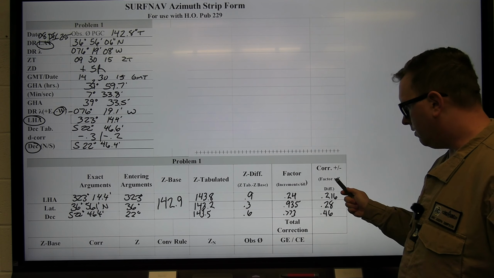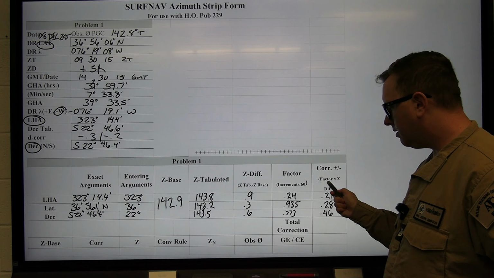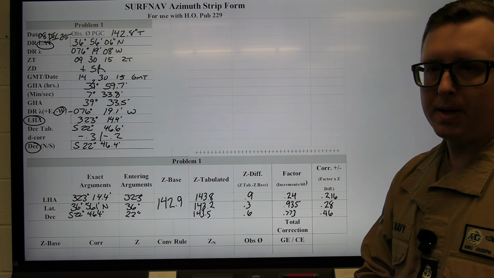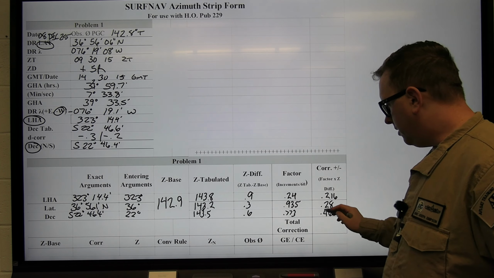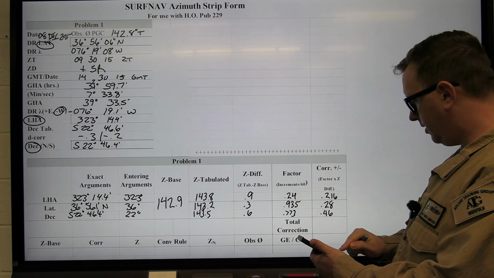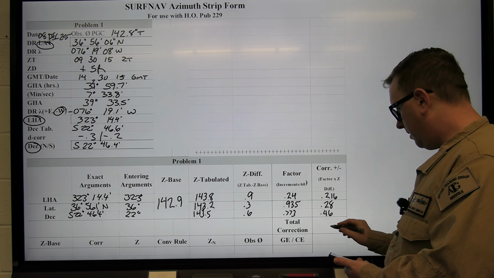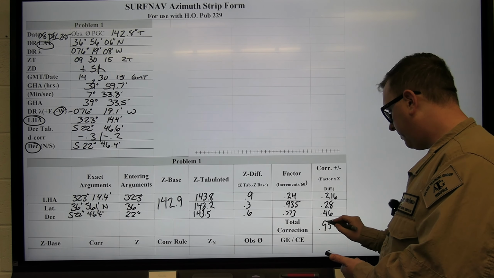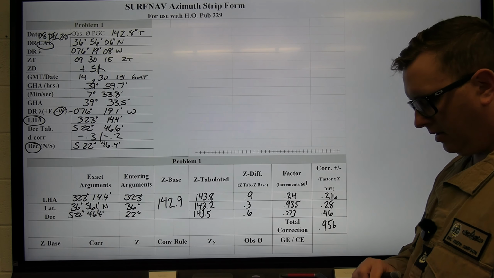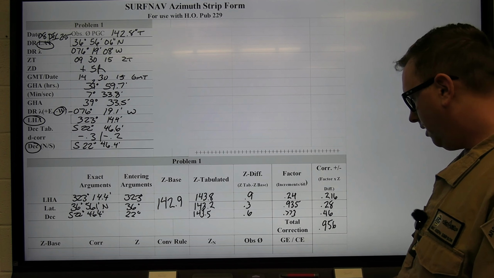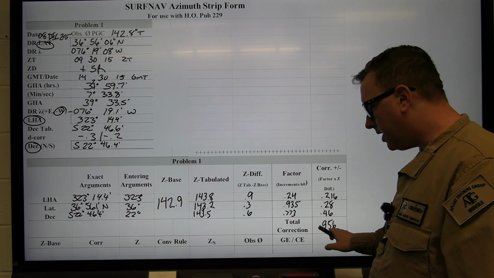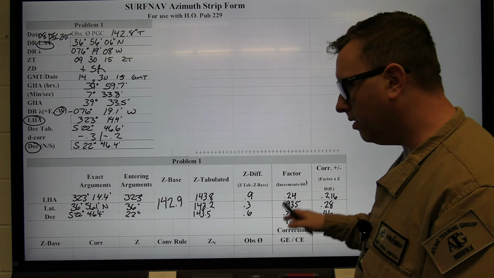Now we have the correction, and this is the total correction resist. That's telling us to add them all together. Now, if you were to get a negative number, you would just subtract it from the already positive value you have. So 0.216 plus 0.28 plus 0.46, we got 0.956. Got our total correction. That is fairly close to just 1 degree. But like I said, don't round until you get to the end, or don't round at all.